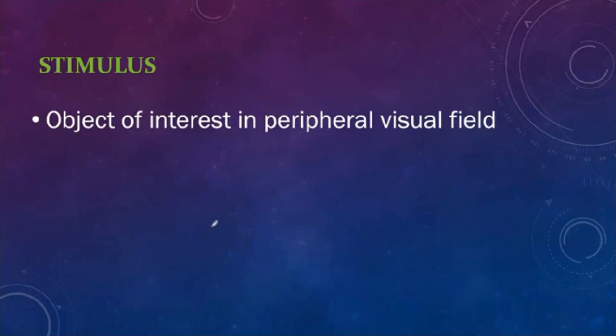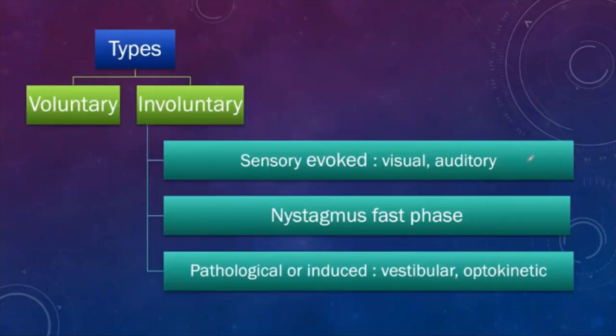So the stimulus of interest will be an object in the peripheral field. For example, if there is a bird in your peripheral field, and you want to look at it suddenly, then you will move both your eyes toward this bird, and this is called the saccadic eye movement. We have two types: voluntary, so that you voluntarily move your eyes toward the object of interest, or involuntary, like sensory evoked.